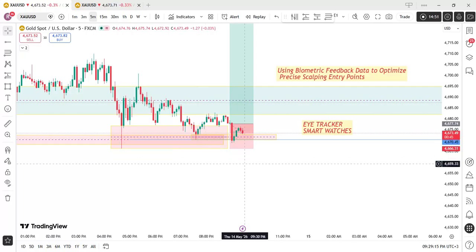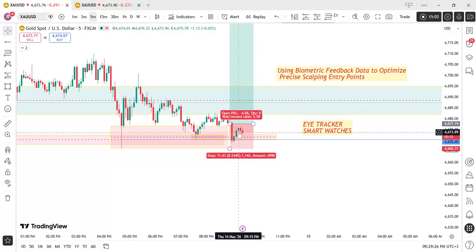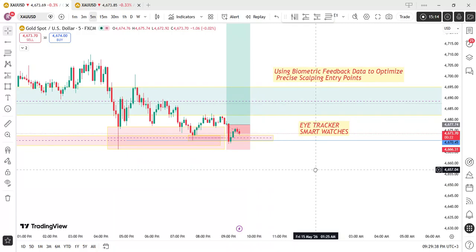How does your eye movement behave when price is approaching a technical setup, for example, a fair value gap? How do you behave? Market structure shift, how do you behave? These biometric states will help you know that, okay, when this happens, I often behave as such.